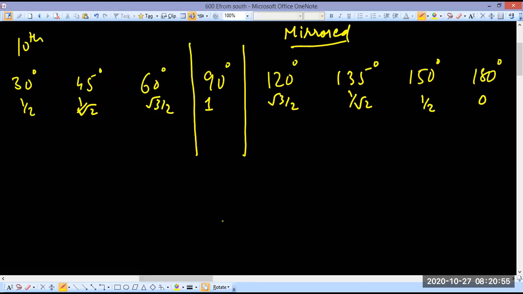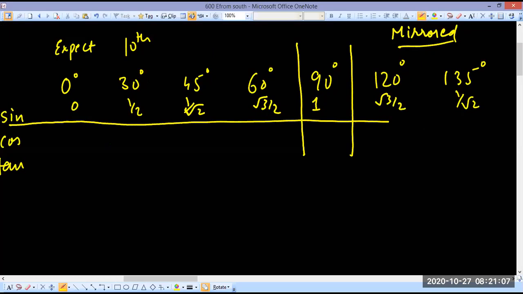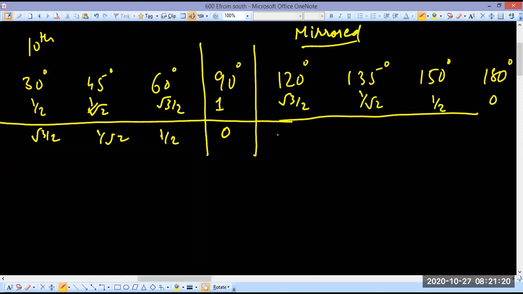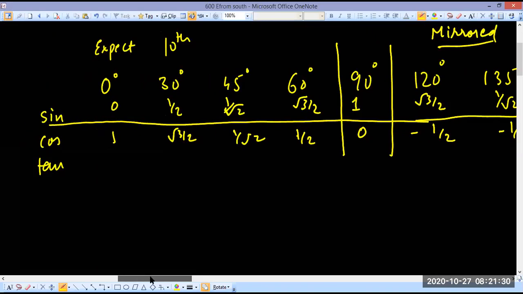Okay, now for cos. For sine just mirror, but for cos you have to mirror it and put a minus sign. What do I mean? Let's see. Cos 0 is 1, cos 30 root 3 by 2, cos 45 1 by root 2, cos 60 1 by 2, and 0. Now you have to mirror it and put a minus sign. Understood? Like this. See, I mirrored it. I hope you can see.